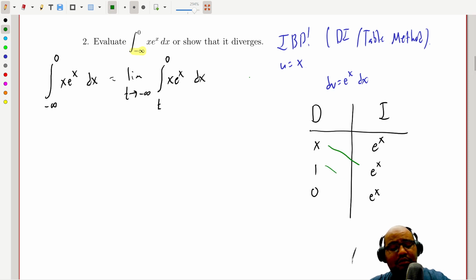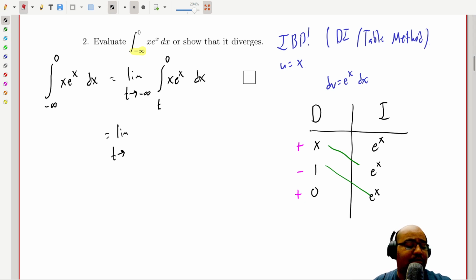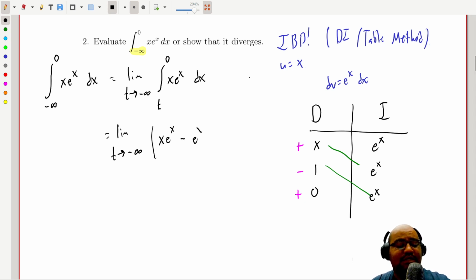Now we join these guys here, and then we have tic-tac-toe. Plus, minus, plus. And so now we read off our antiderivative very easily. We still have this limit here. Remember, anytime you're doing any kind of limit process, you have to carry the limit operation through until you're done. So we have the limit as t goes to minus infinity of x e to the x minus e to the x, evaluated between 0 and t.